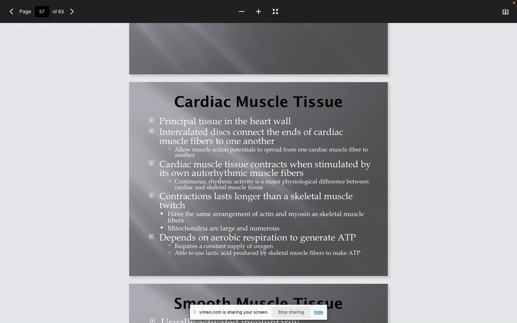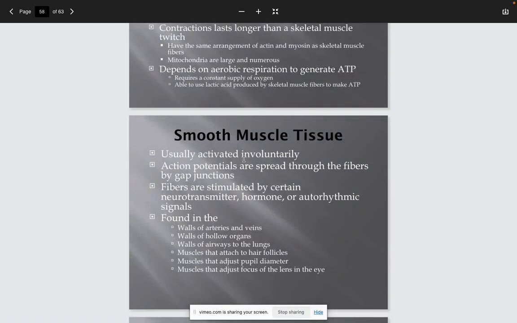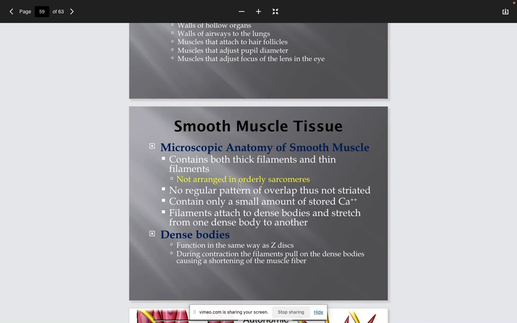It requires a constant supply of oxygen. Okay, it is able to use lactic acid produced by skeletal muscle fibers to make ATP. Again, smooth muscle tissue, usually activated involuntarily. It's not voluntary, right? Action potentials are spread through fibers by gap junctions, right? Fibers are stimulated by certain neurotransmitters, hormones, or autorhythmic signals. This is found in the hollow organs, right? Small intestine, large intestine, duodenum, stomach, things like that, as well as the arteries and veins. I think it's worth noting that these are not arranged in orderly sarcomeres as the skeletal and cardiac muscle are.